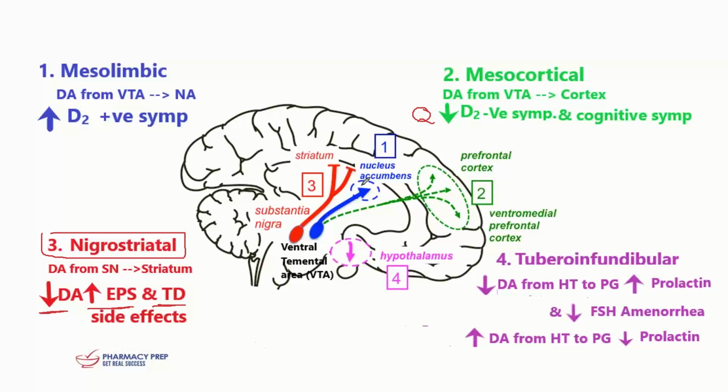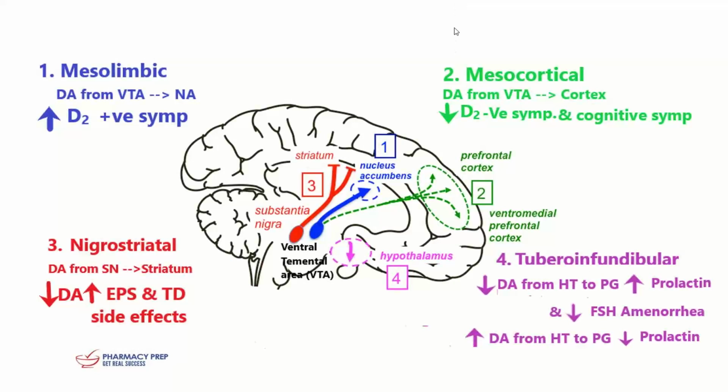But since most of the medications are non-selective, especially the older drugs, the first generation antipsychotics, they have a higher chance of adverse side effects, which cause the extrapyramidal symptoms and tardive dyskinesia. So that is the significance of the nigrostriatal pathways in antipsychotic drugs.